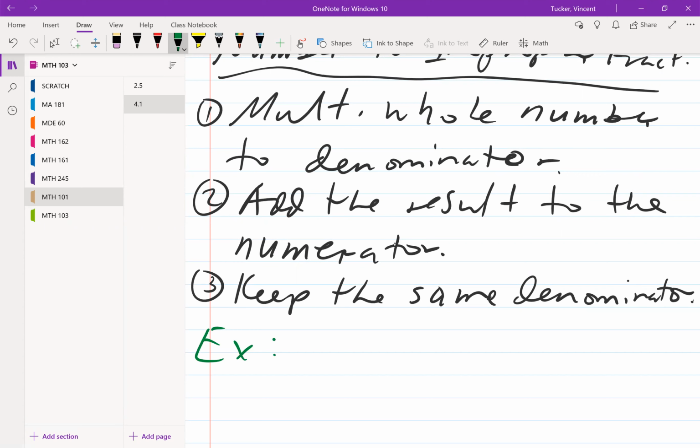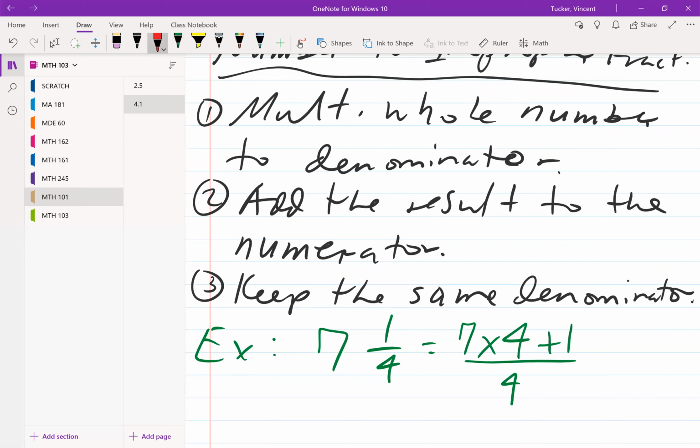Let's go with 7 1/4 as our mixed number. We want to convert it to an improper fraction. So I'll go 7 times 4 plus 1, and I keep that same denominator. I'm going to multiply 7 times the denominator, which is 4, and add it to the numerator, which is 1. So 7 times 4 is 28. 28 plus 1 is 29. So it'll be 29/4.